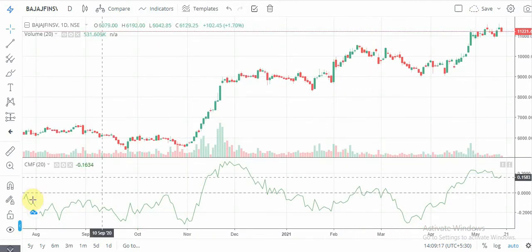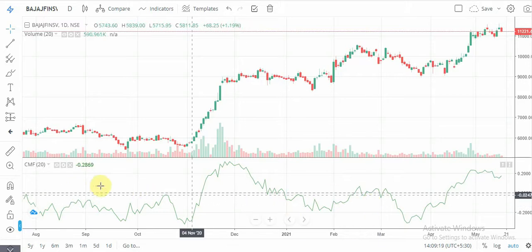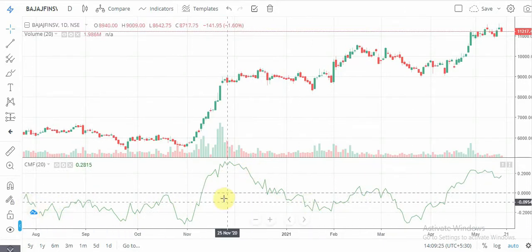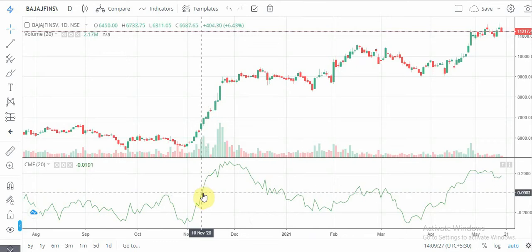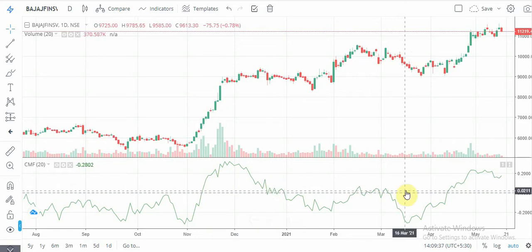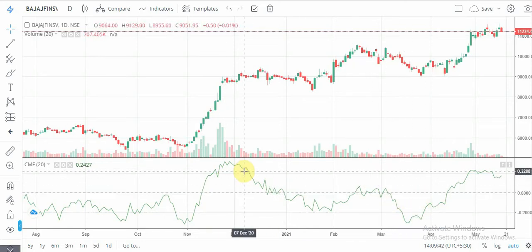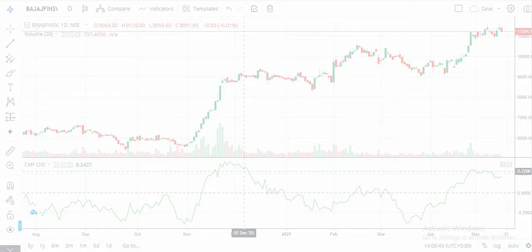In the indicator you can see a dotted line. This dotted line is the zero line. You can also see the green line which is going up and down. If this green line crosses the zero line and goes up above the zero line, that means it's a buying pressure and you can take a buying call. If this green line crosses the zero line and comes downwards, you can take a sell call. That means it is a selling pressure.